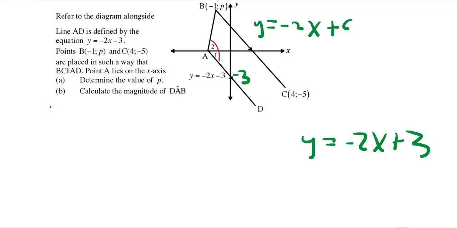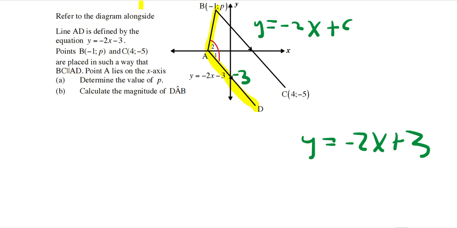Let's now do B. I did A in my previous video. You can go watch it first before you tackle B. Calculate the magnitude of DAB. So it's D, then we go to A, then B.